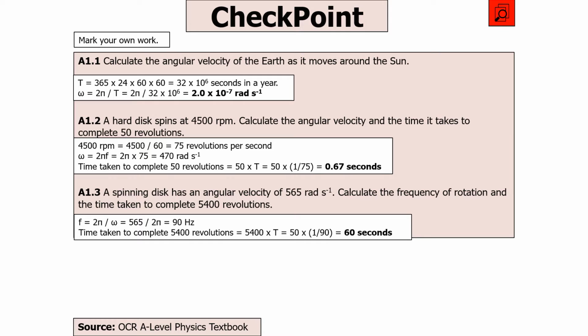So therefore we can say f equals 565 over 2 pi, which is 90 hertz. Then the time taken is 5,400 times the time period, which is 1 over the frequency, so it's times by 1 over 90, which is 60 seconds.